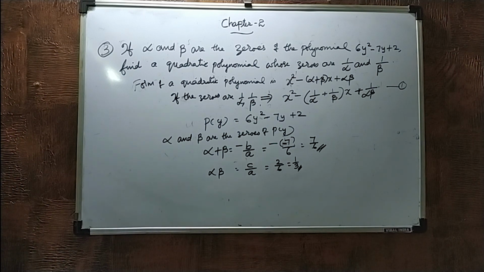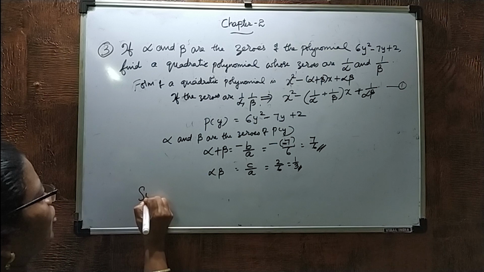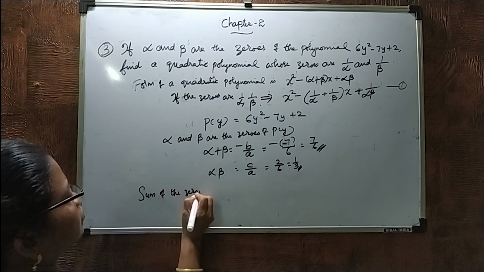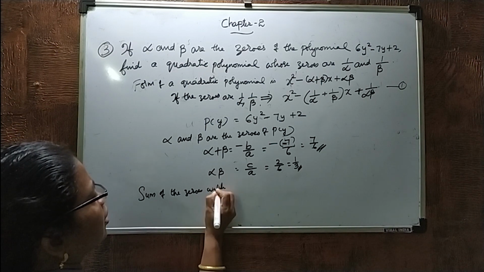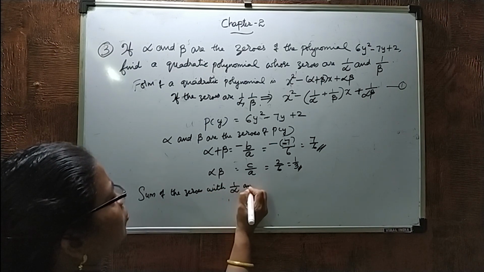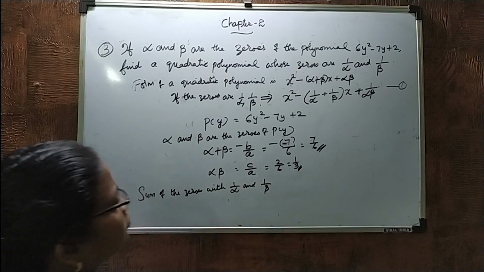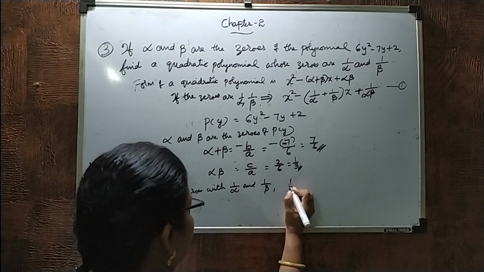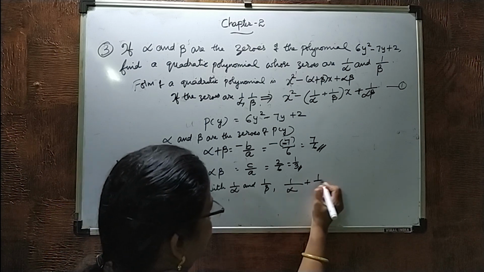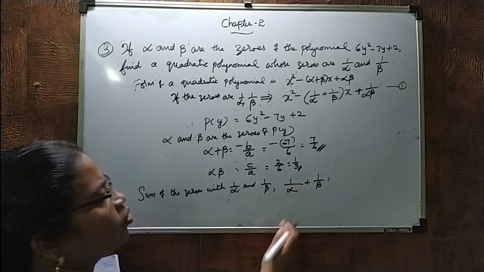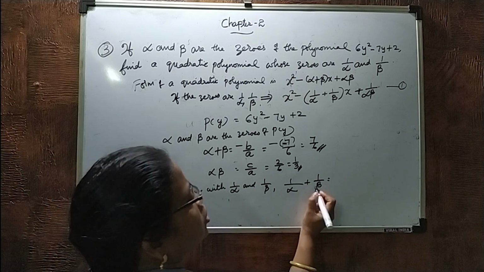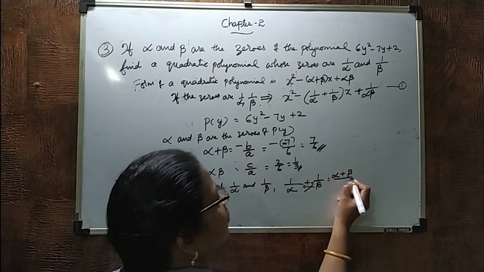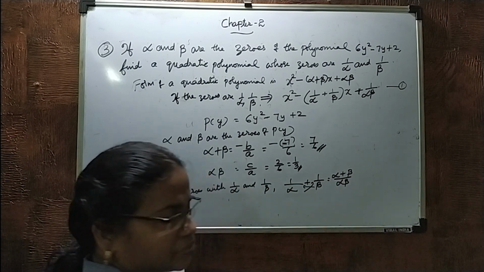The next step, you have to find out the sum of the zeros with 1 by alpha and 1 by beta. So 1 by alpha plus 1 by beta. How will you find this out? Just cross multiplication. So here it will be alpha plus beta divided by alpha beta.